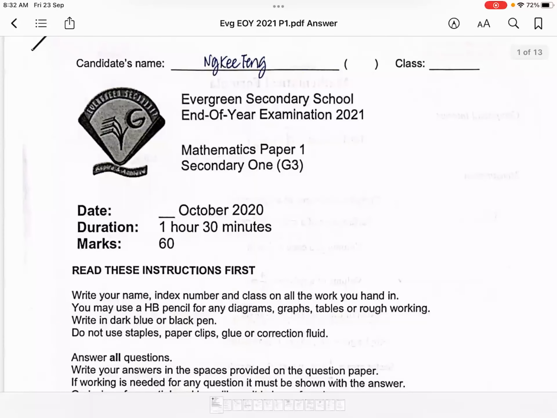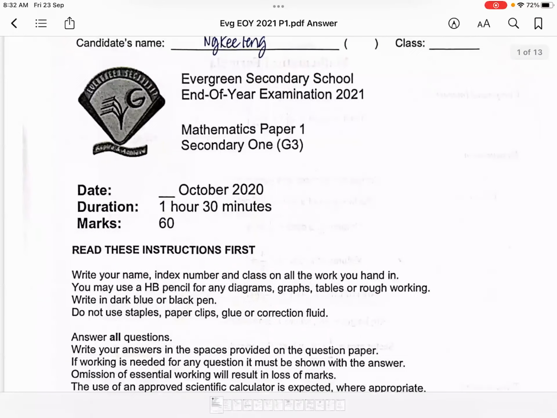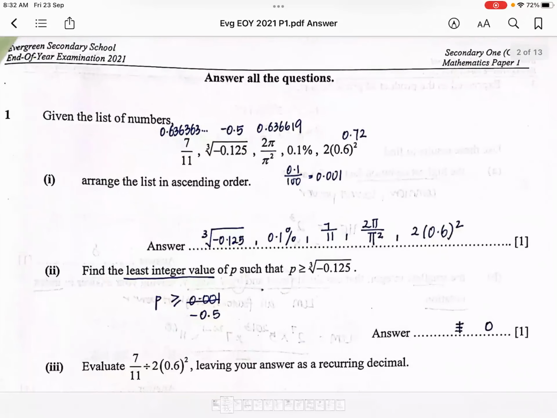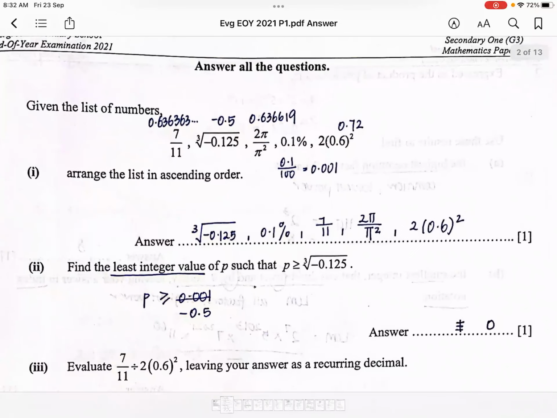Okay, I shall begin for today's lesson. Now, this part of the lesson, we are going to go through 2021 paper 1. I already done up most of the solutions, so you all can actually check. I'm not going to write for every single question. I'll explain some of the slightly harder questions.